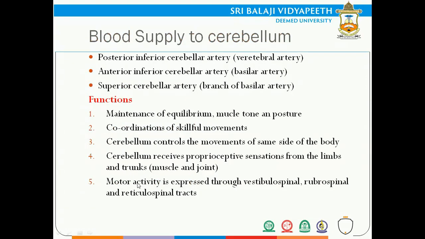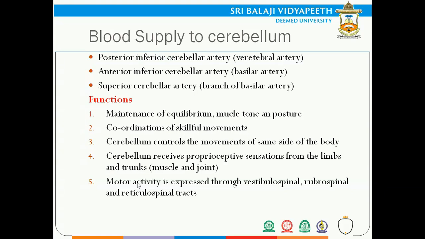Coming to the blood supply. The blood supply is mainly by the posterior inferior cerebellar artery, which is a branch of the vertebral artery, anterior inferior cerebellar artery, which is a branch of the basilar artery, and superior cerebellar artery, which is again a branch of the basilar artery. So the major blood supply is from the basilar artery and the vertebral artery.